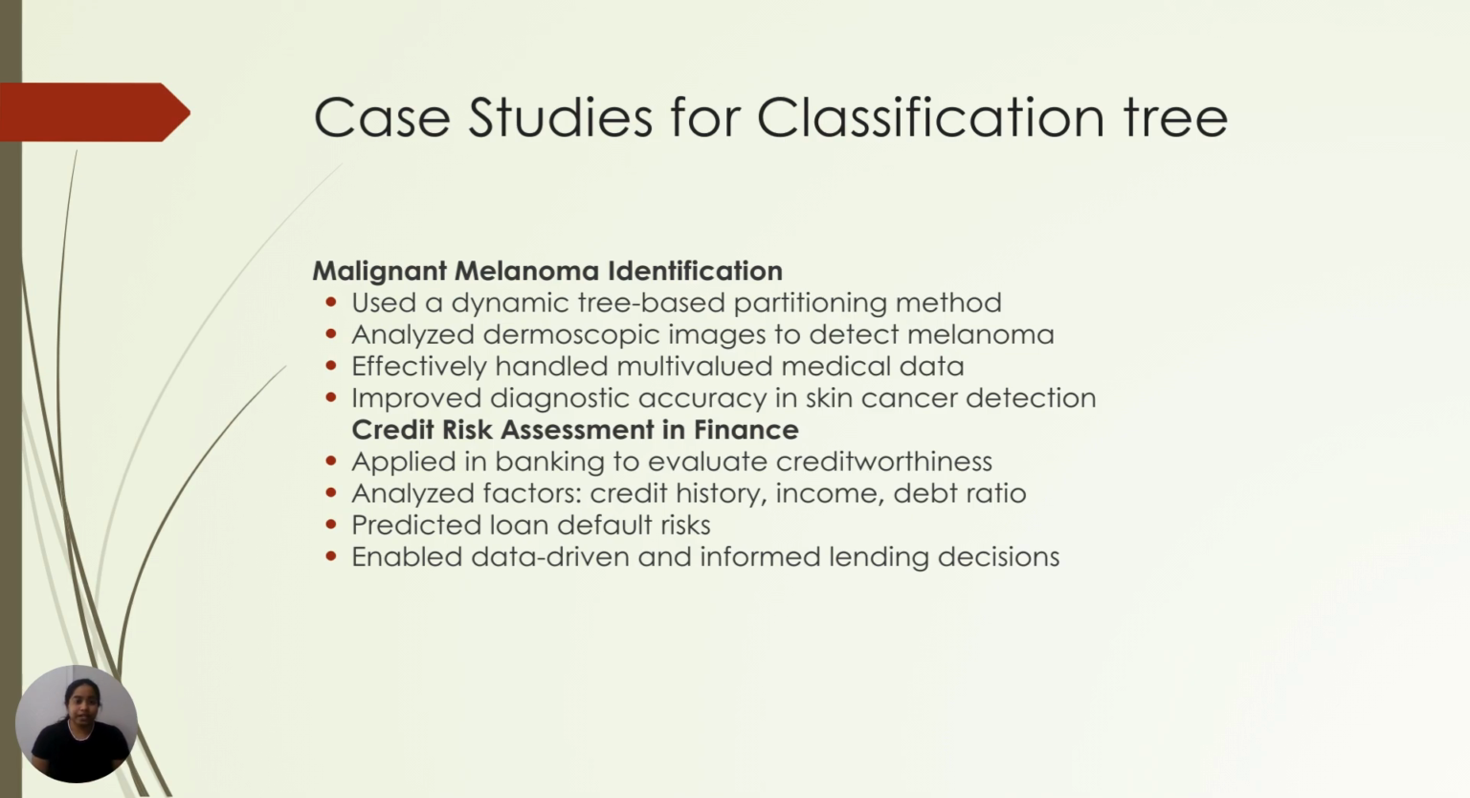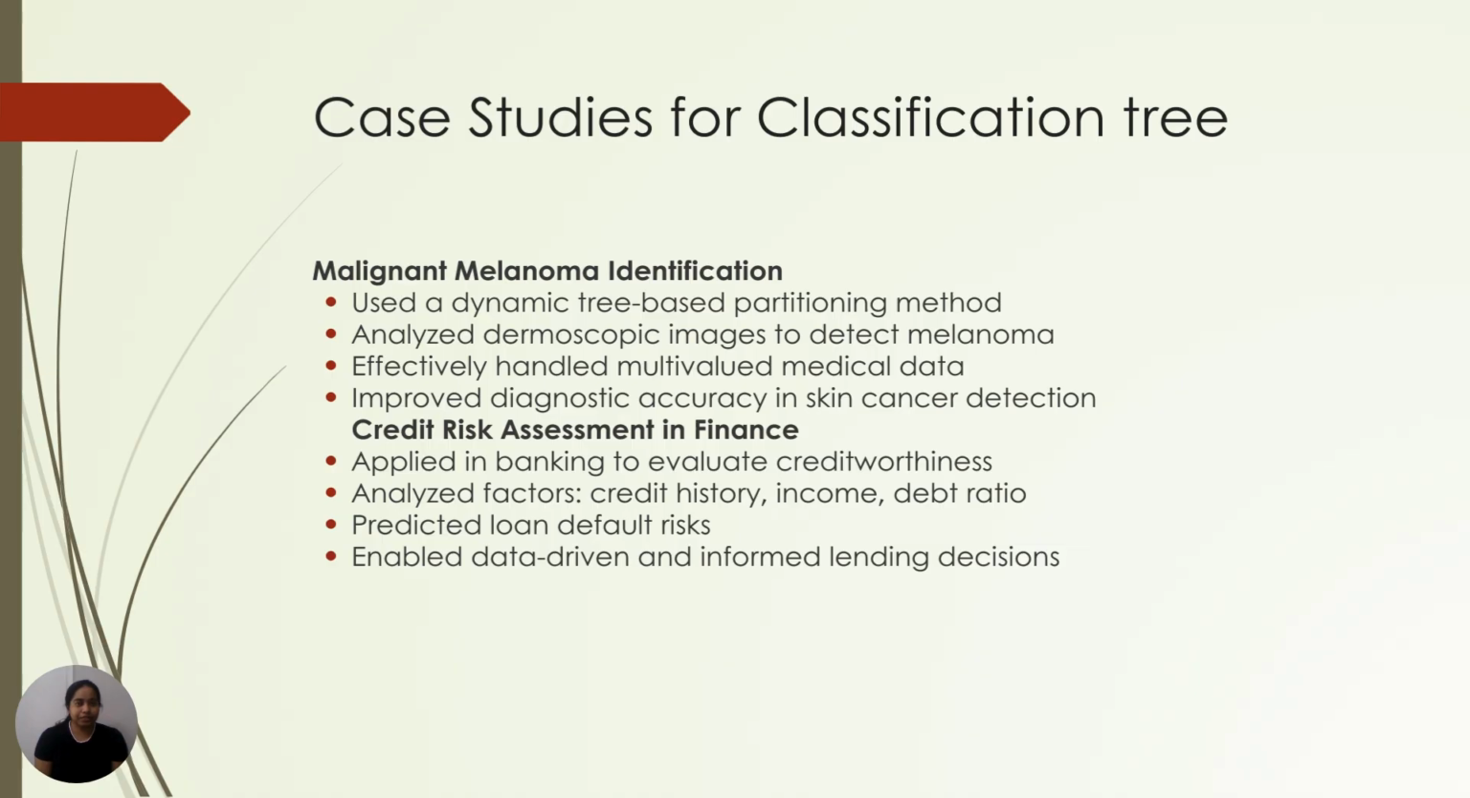And the other one is credit risk assessment in finance. Classification algorithms were applied in banking to assess the creditworthiness of people who apply for a loan. Once they apply for the loan, factors need to be checked, like the credit history and how much they earn, their income. All those factors were included to analyze and predict whether a particular person can get a loan or not.